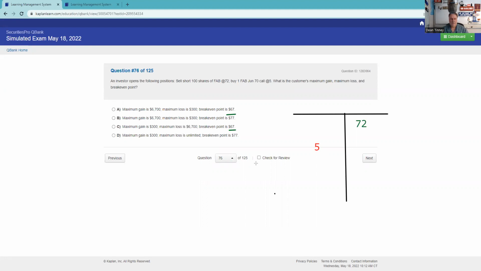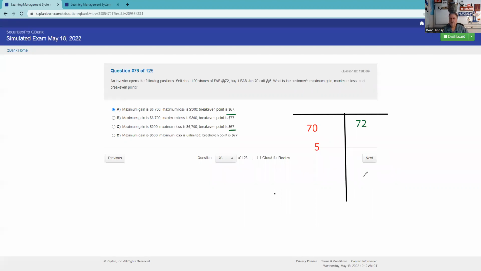The maximum gain. I want the stock to go to 0. So maximum gain is 300. No, the maximum gain is when the stock goes to 0 and I buy it back for nothing. So the answer here is A. Maximum loss. Well, I can buy back the stock anytime I want. Let's just show that to you at 70. The worst case is, yeah, I'm out 75 and brought in 72. So just illustrating again that the answer is A. Smart bear.